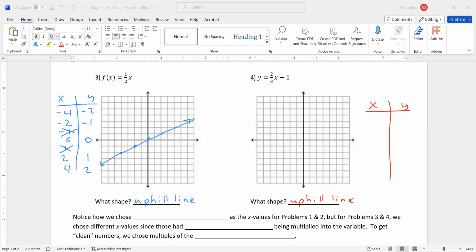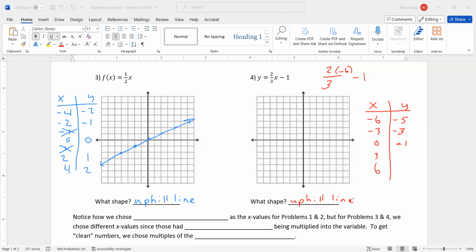Well, I want numbers that are going to divide nicely by 3 because that's what I'm going to be doing. I'm doing 2 times a number and dividing it by 3. Well, those numbers would be -6, -3, 0, 3, and 6. So what's 2 times -6? That's -12. -12 divided by 3 is -4. -4 minus 1 is -5. Let's do the same thing with -3. 2 times -3 is -6. -6 divided by 3 is -2. -2 minus 1 is -3. 2/3 times 0 is 0. 0 minus 1 is -1.